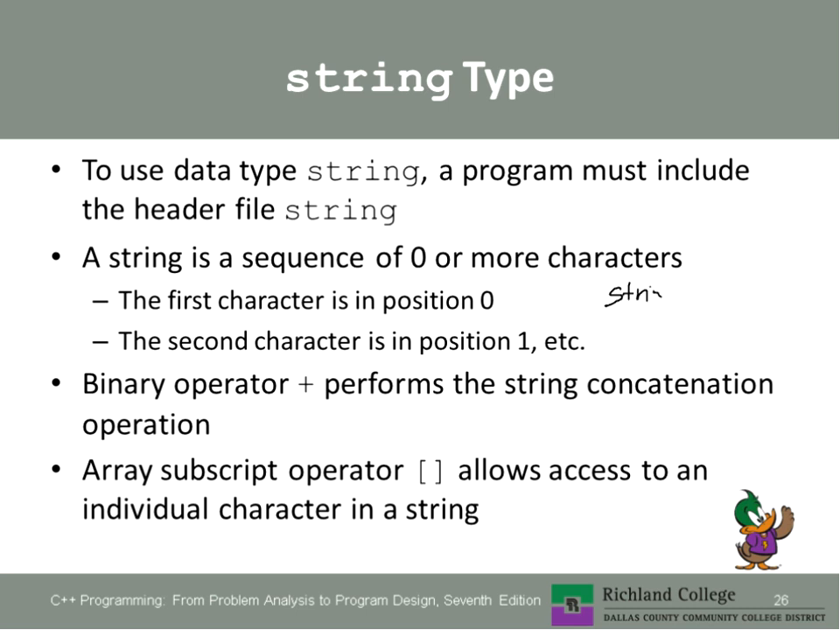Okay. So if we have, let's say, string name equals, and let's just say RLC, then when you say cout name, and then we can look at the index value, we can say index 1, but what that's going to print out is L.